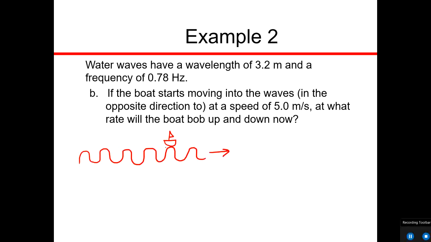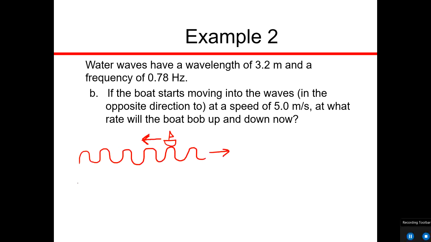Now normally if the boat was not moving, it just bobs up and down at the same frequency as the waves. But now the boat is moving in the opposite direction. If you think about this, if the boat's standing still and the waves are crashing into the boat, now the boat is moving into the waves, so it's going to be crashing at a higher rate. So we should get for this answer an increased frequency. Since we have two objects moving with different speeds, we're going to have to use relative velocities to solve this one.